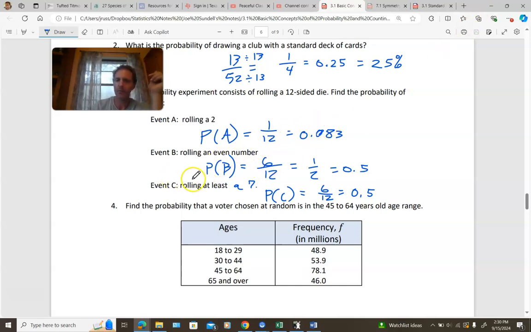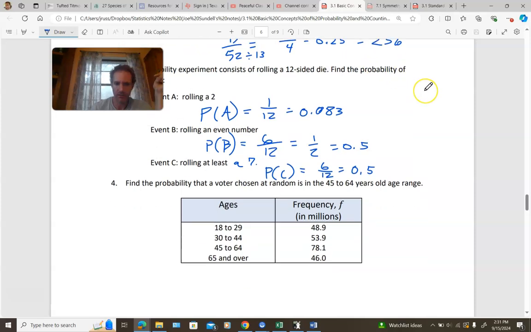Now, if it had said the probability of rolling a number greater than 7, then we would not have counted the 7. We would have started with 8: 8, 9, 10, 11, 12. So that would have been 5 out of 12. Okay. All right, let's go to number 4.